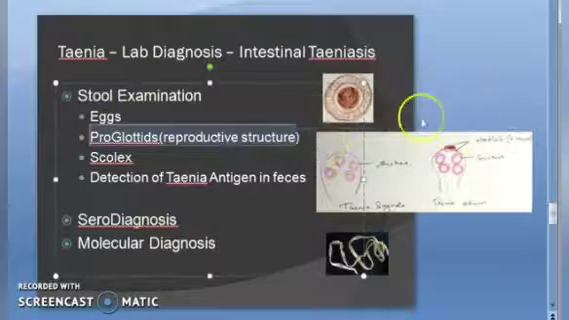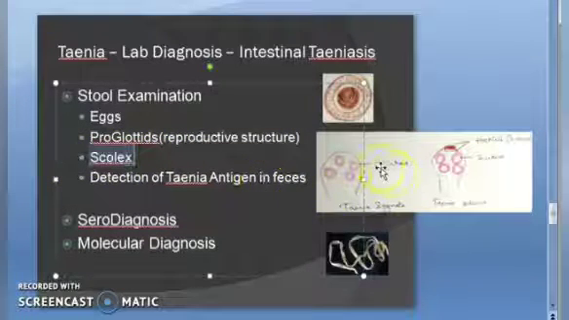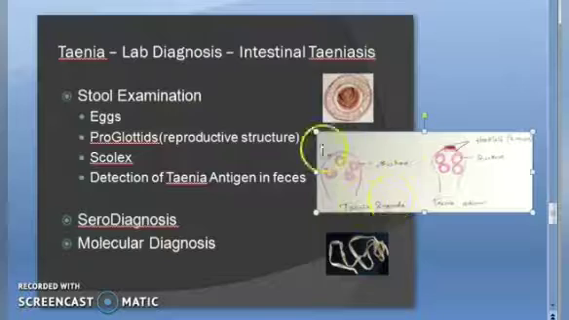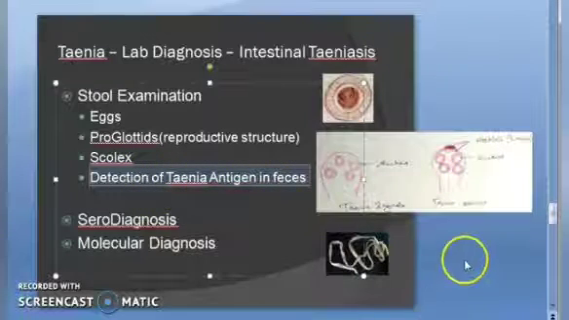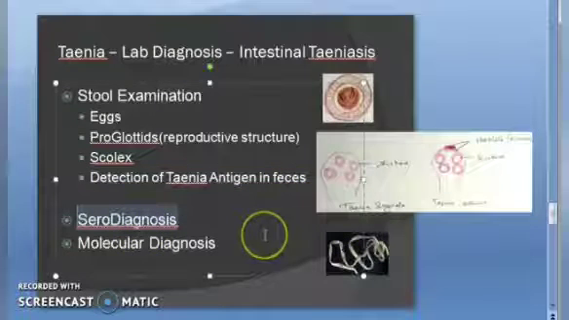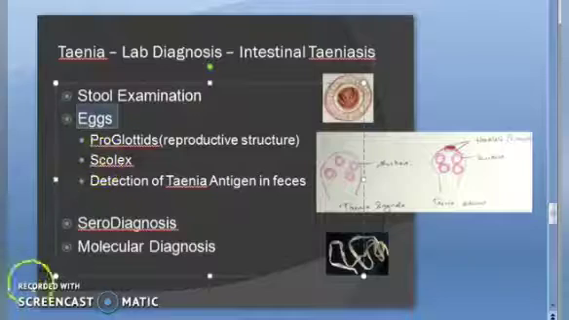Proglottids are the reproductive structures. You can try to detect them. Scolex, you can see here how they look. Tinea solium has the two rows of hooklets, rostellum, etc. So you can also detect the antigen in the feces. Serodiagnosis usually is for antibody, correct? So let us look at the details of these, okay?